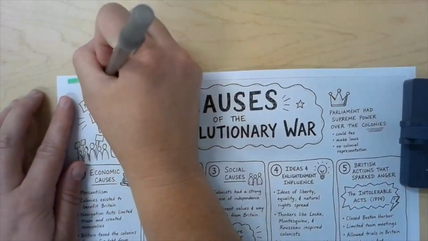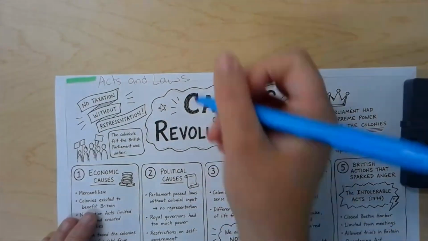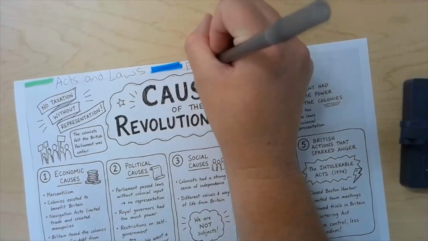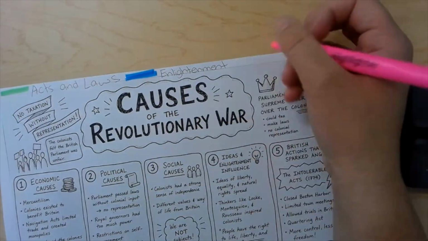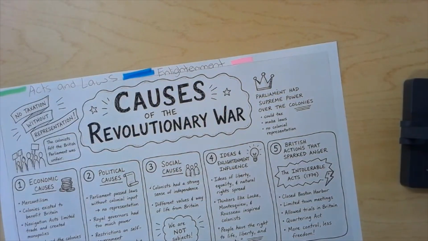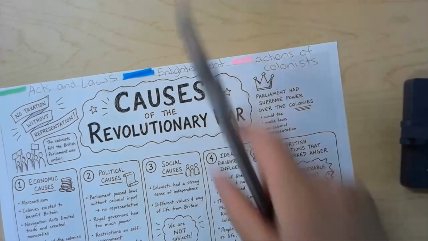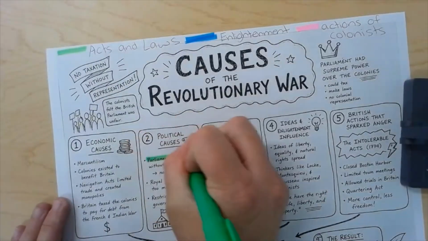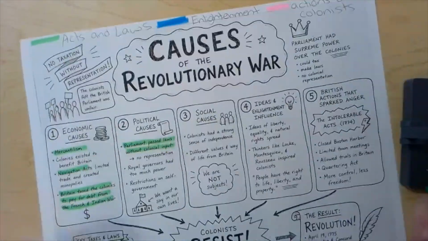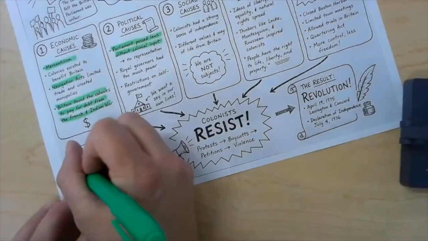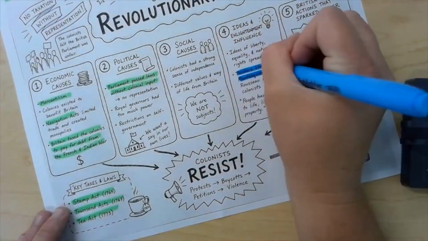One version of color coding is to personalize the colors to that specific note page. In this example, I had green represent any acts and laws that occurred during the Revolutionary War era. I then labeled blue as anything that related to the Enlightenment, and pink was any action that the colonists had done. I then worked through my notes, color coding each of these 3 things as I went.